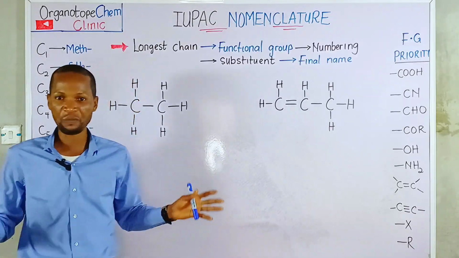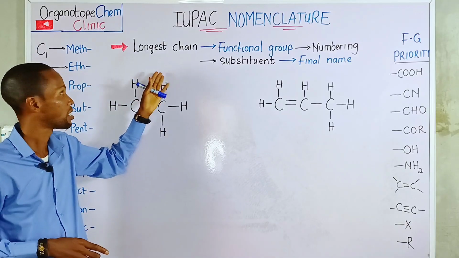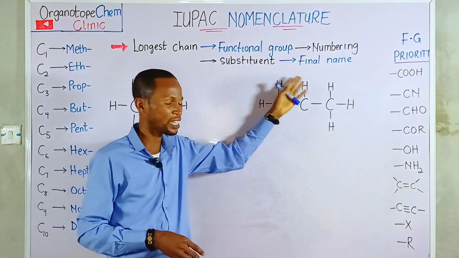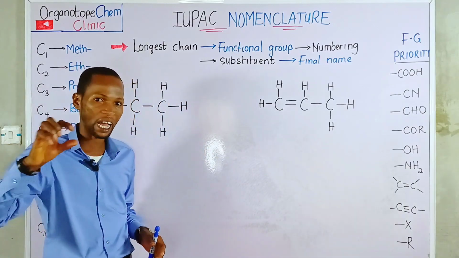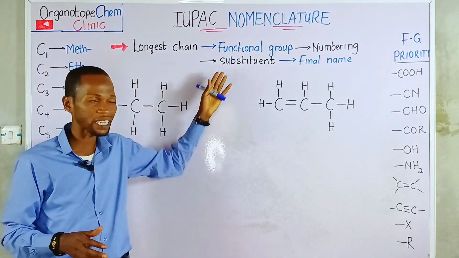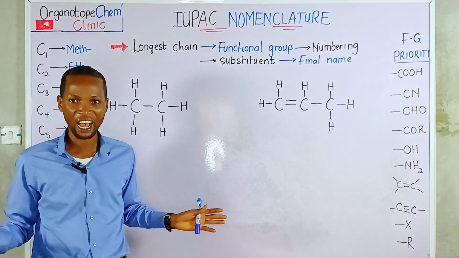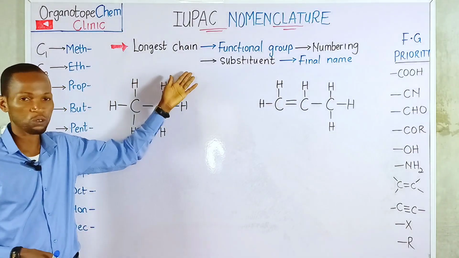Whenever you are asked to name an organic compound, we are expected to follow this pattern. We identify the longest continuous chain, what functional group is present in the compound, and also we are expected to number the carbon atoms in the chain. Then we identify the substituent group that is on the carbon atom, and we have the final IUPAC nomenclature. Make sense? Let's see how it works.